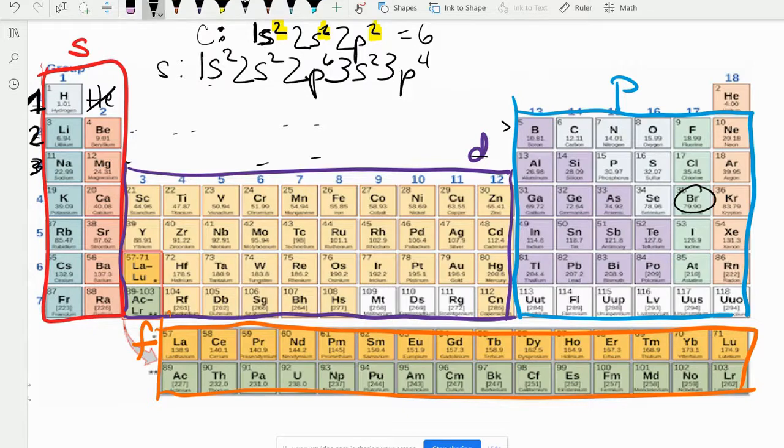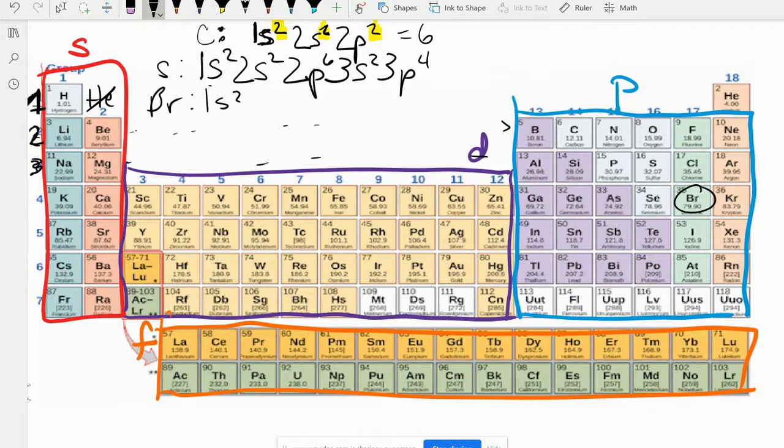All right, let's do bromine. Now here is something you need to know. The D block is always going to be one level behind the row it is in. So let me show you. Let's start off with bromine. I'm going to go kind of quick here. I'm going to pick it up, start from the very beginning.